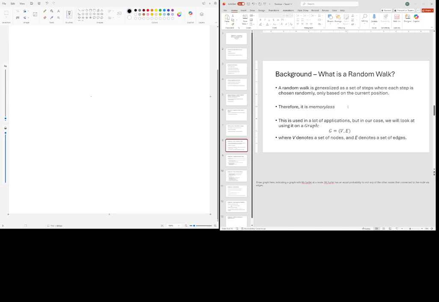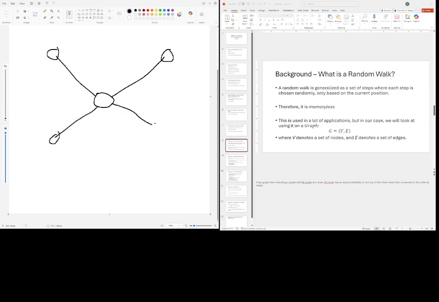Random walks have a lot of applications, like the aforementioned probability and statistics, but in our case we'll look at using it on a graph, where the graph notation is G is a pair of V and E, where V denotes a set of vertices and E denotes a set of edges. So let's draw my graph here. And we're going to put a guy on this node. We'll call him Mr. Surfer.